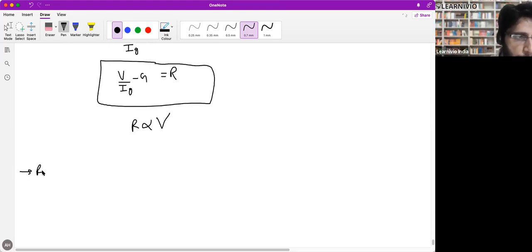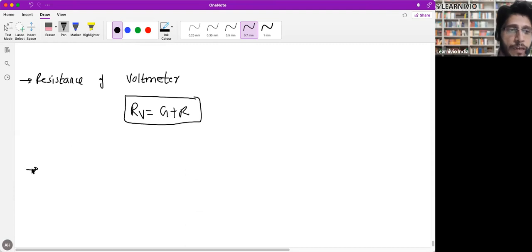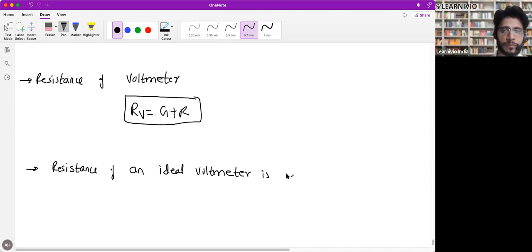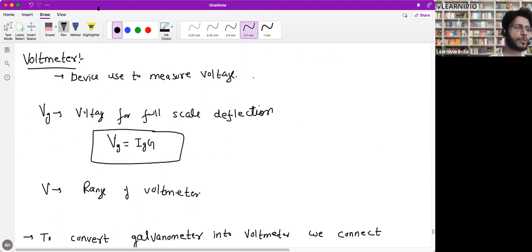The next is the resistance of voltmeter. Resistance of voltmeter is simply the sum of G and R, both are connected in series. If you want to build an ideal voltmeter, then its resistance will be infinite. Resistance of an ideal voltmeter is infinity. So that's about voltmeters. Note it down, then we will do some numericals on this concept.